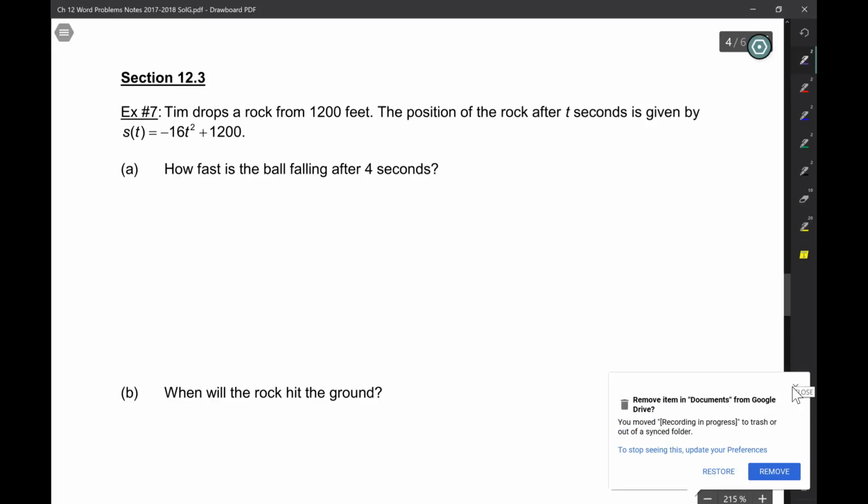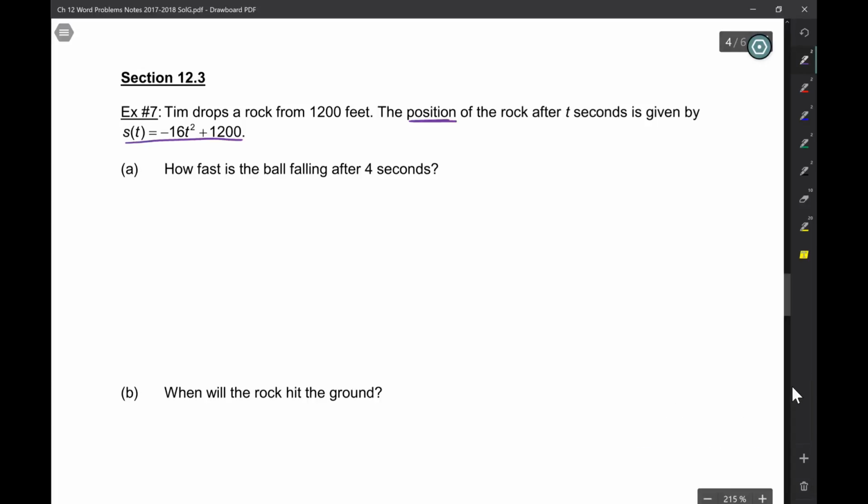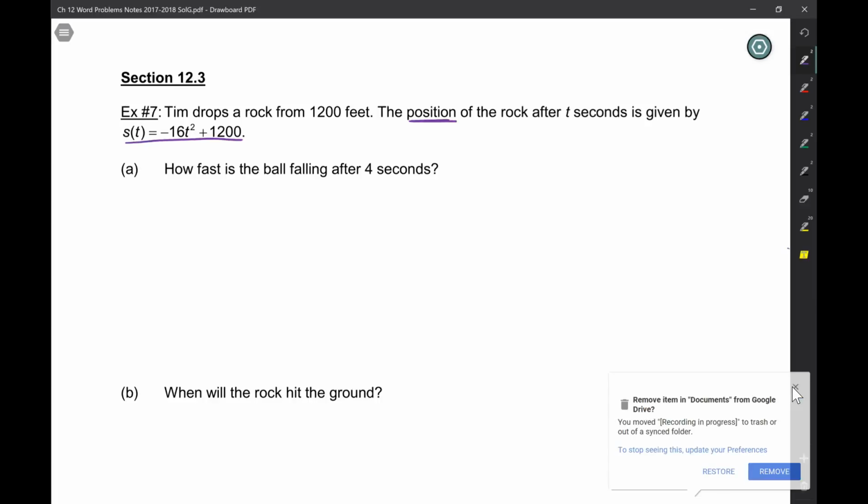All right, so here's one that says, Tim drops a rock from 1,200 feet. Okay? The position of the rock, t seconds after, is given by this. So this is position, right? The first thing I do when I see a problem like this is mark position and that, so that afterwards when I go back, I know what pertains to what. And then units.